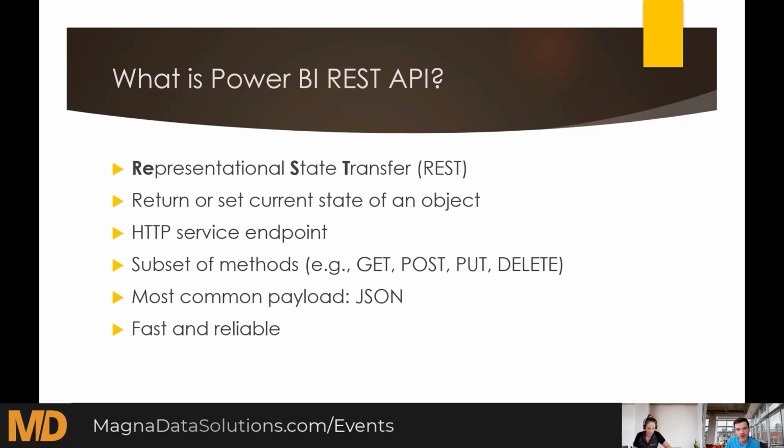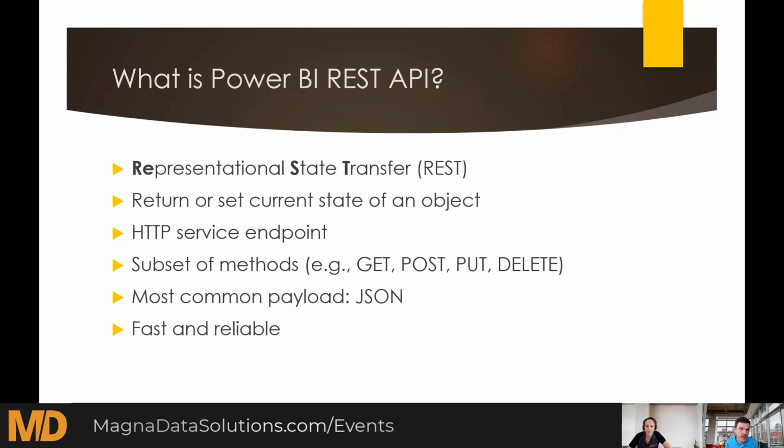So based on the verb that you're sending with your HTTP request, you can indicate to the, in this case, REST API, what it is that you want to do with that object. All right, so do you want to get a list of workspaces inside of Power BI? Do we want to create a workspace? Do we want to create a report, etc.?